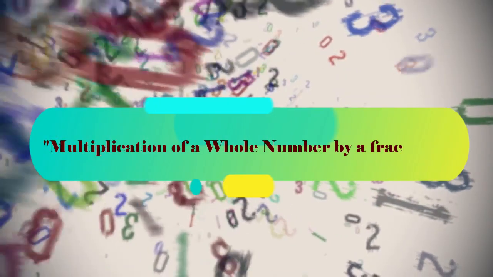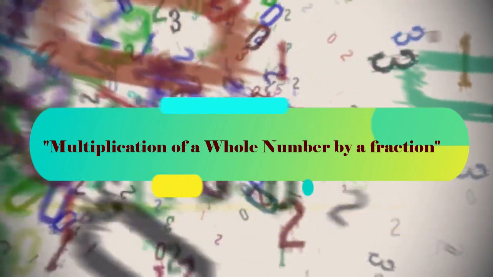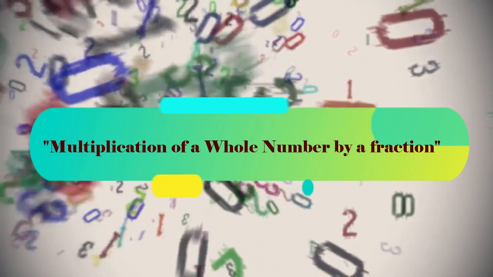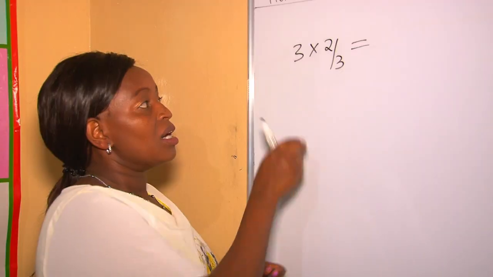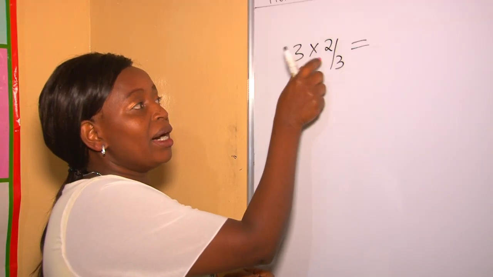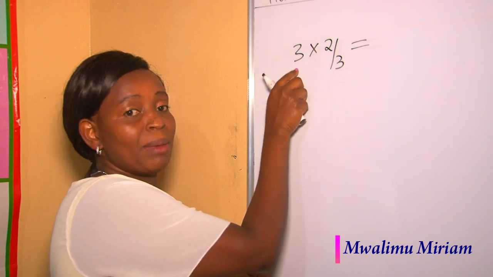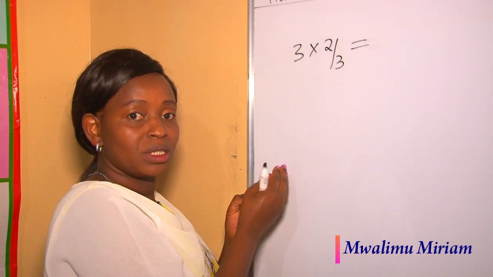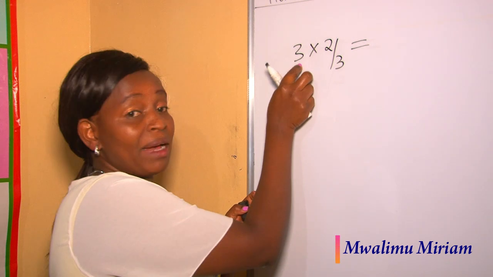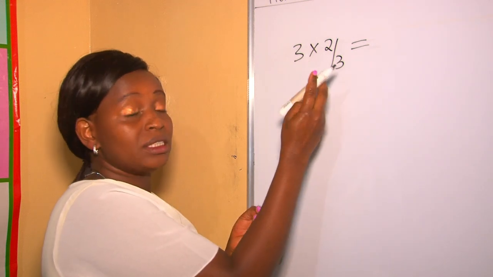Today's lesson is about multiplication of a whole number by a fraction. In this example, how do we multiply a whole number with a fraction? The first step is to change this whole number into a fraction. That is, express the whole number as a fraction. How do we do that?